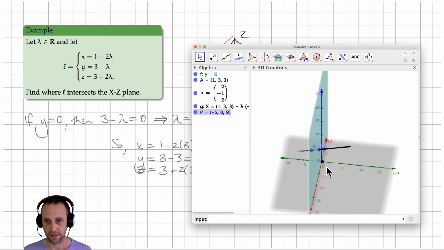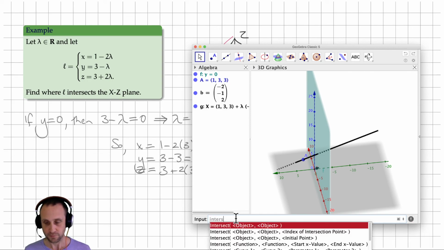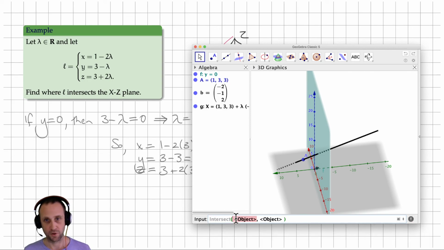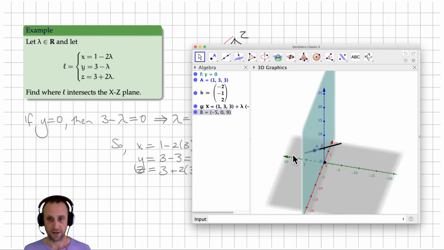Just so you know as well, GeoGebra has a really cool command to do this. If we didn't know that point, we could work it out using GeoGebra by finding the intersection, or the intersect of two objects. The first object will be the plane F, and the second object would be the line G, and that's going to be another way that we can find what it is that we want to find in GeoGebra.